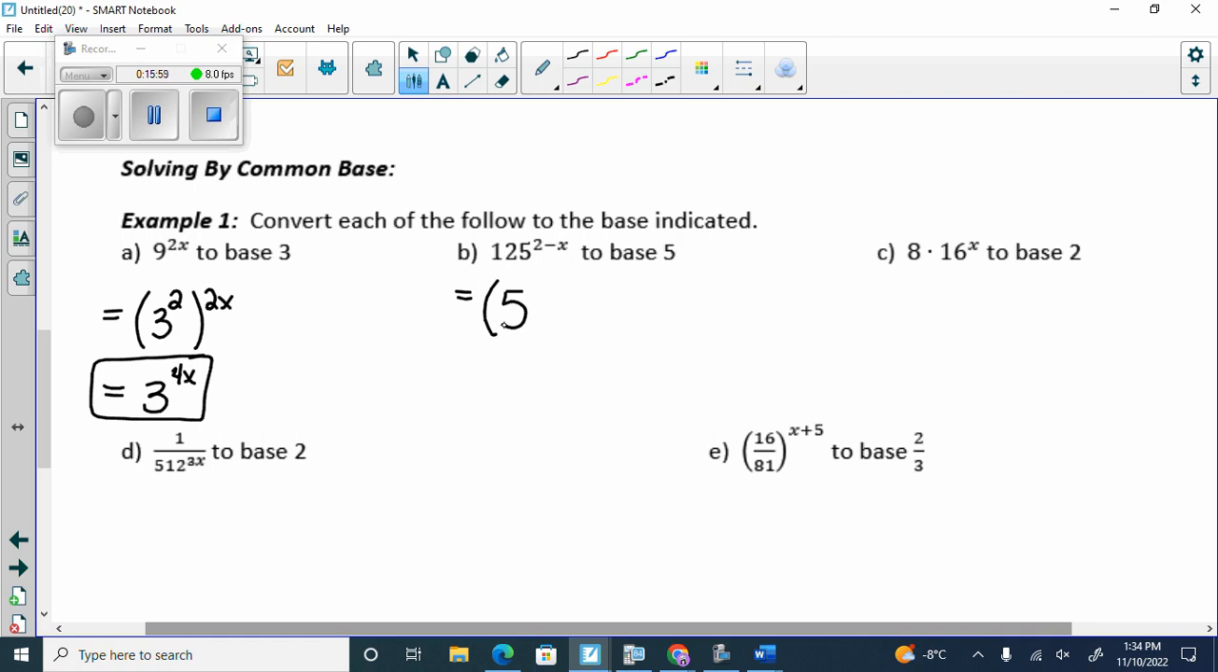We're not multiplying. We want an exponent. 5 to the what? To the 3. To the 2 minus x. And then I put the 2 minus x in brackets. So if my exponent is binomial, make sure that you are distributing through. So I put it in brackets so that I make sure I distribute through. So I get 5 to the 6 minus 3x.